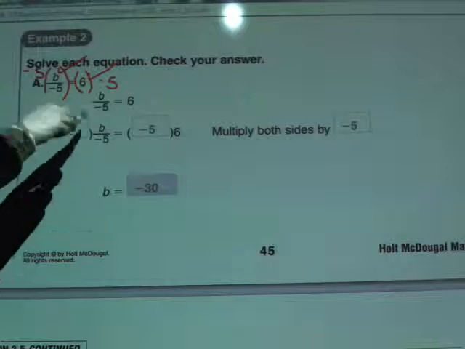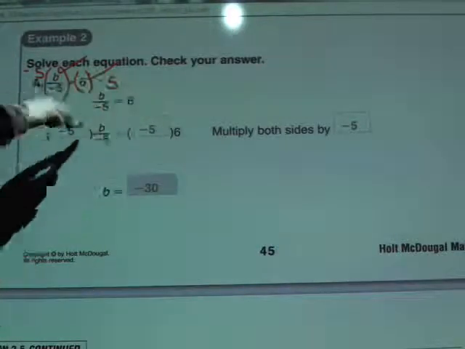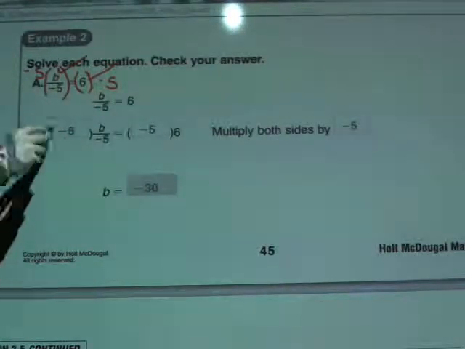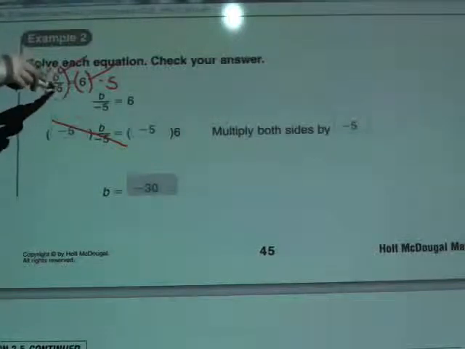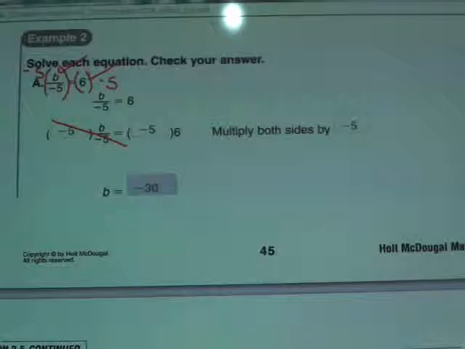And as you can see, that's what they're showing you right here. They're even showing it the right way with the parentheses. This negative 5 divided by negative 5 cancels each other out, just leaves me b. On the right side, negative 5 times 6 leaves me negative 30. And we can check that one. Negative 30 divided by negative 5 is 6. Since the other side says 6, the whole thing checks.